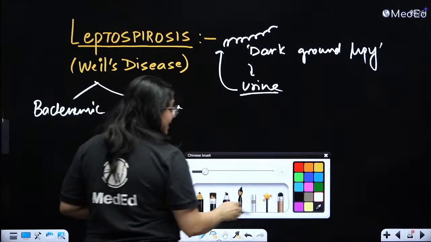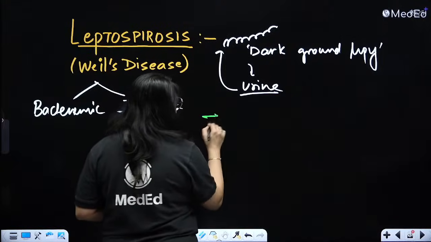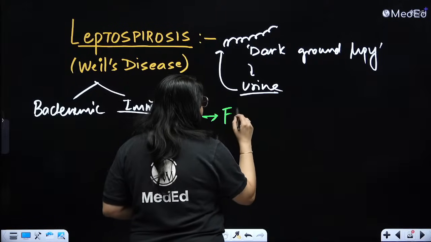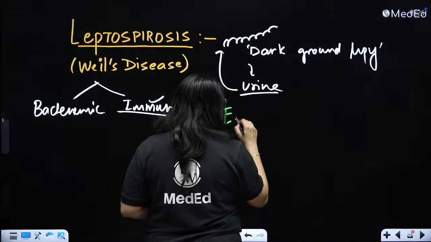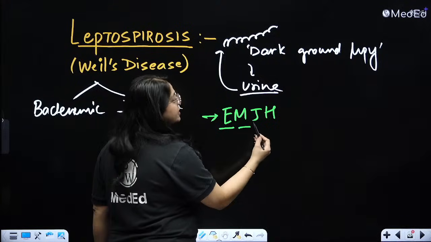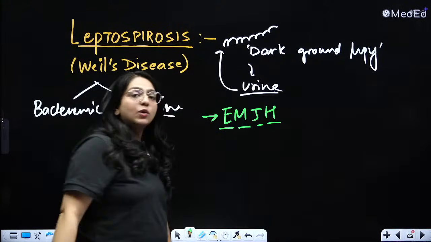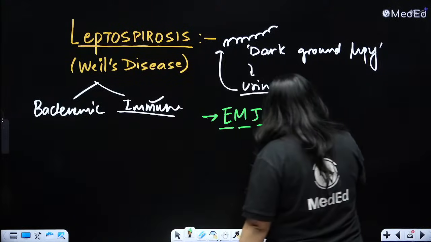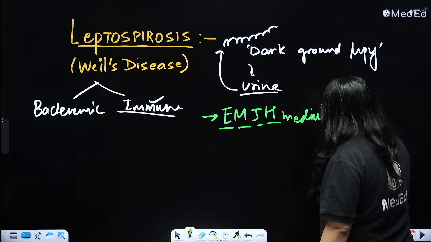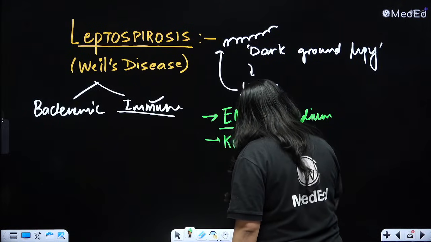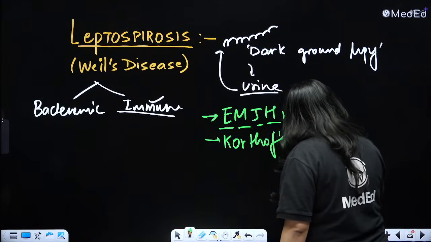Then, of course, the very important NEET competitive exam question: what is the culture media? It's the EMJH, Ellinghausen, McAuliffe, Johnson, Harris medium, which is the liquid medium, and then there's also the Korthof's medium, which is used for diagnosis of Leptospira.